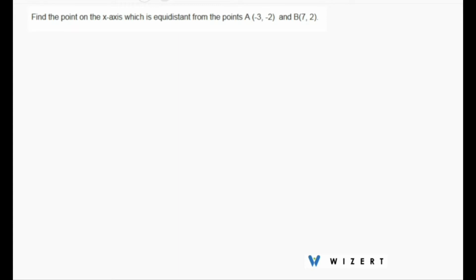We have this question here. Find the point on the x-axis which is equidistant from the points A (-3, -2) and B (7, 2).